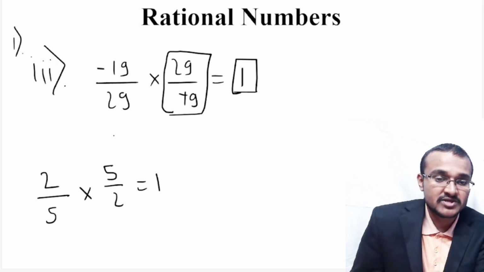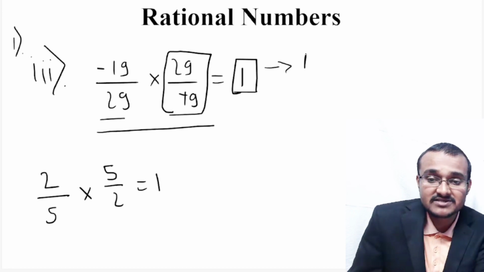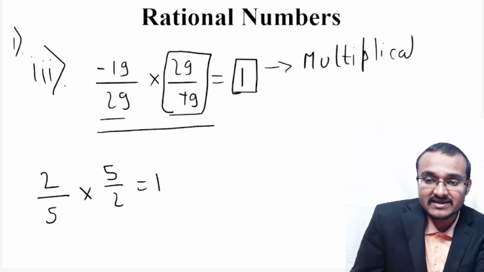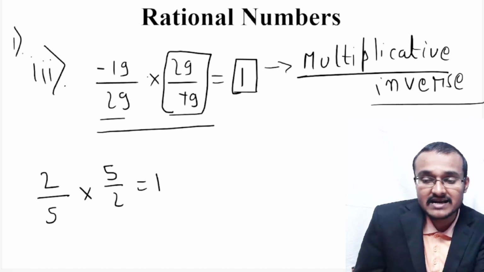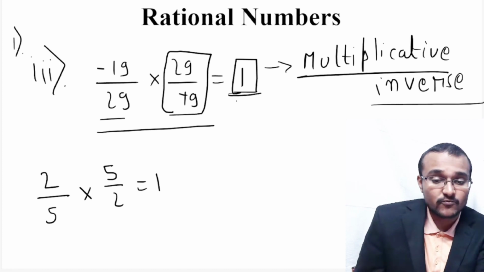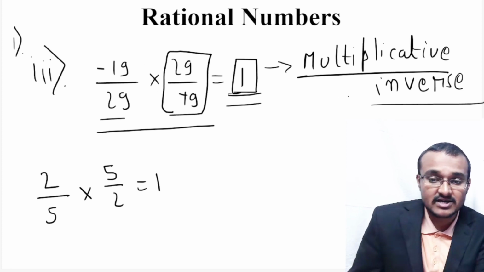You will get 1. So whenever you take the inverse of a rational number and multiply it with that rational number, you will get 1 as the answer, and that becomes the multiplicative inverse. So the multiplicative inverse is also satisfied by these rational numbers, because here minus 19 gets cancelled and 29 gets cancelled. So the property is the multiplicative inverse.